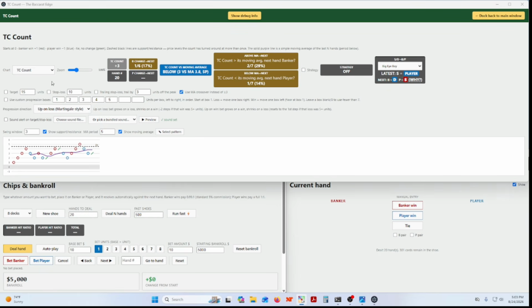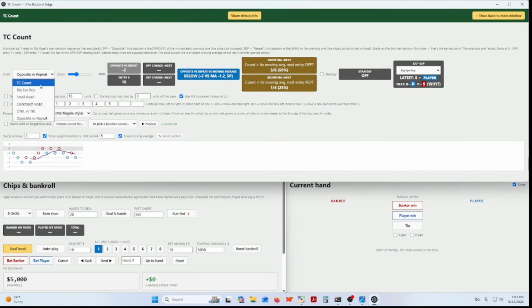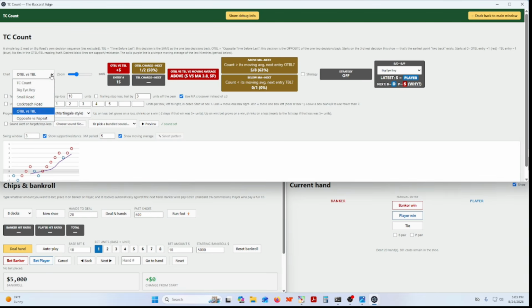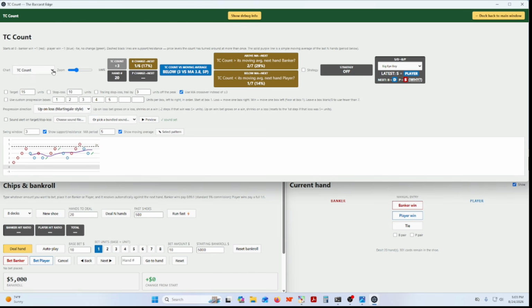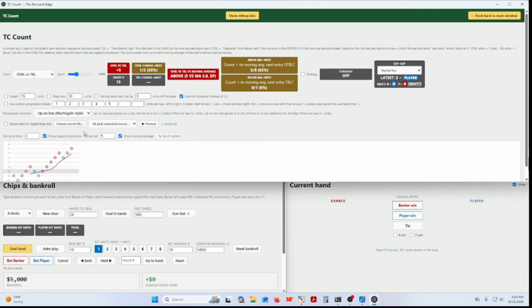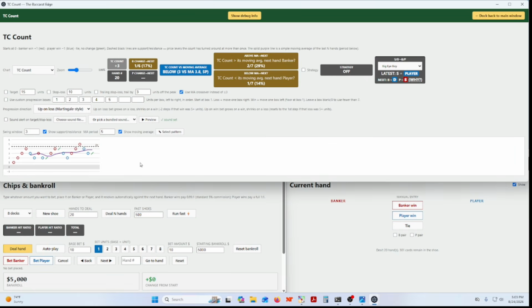A lot of information being digested here. So like I said, I can go to any chart and the stats will change, and notice the TC count changes. Right here, a banker player TC count is 3, but notice when I jump to opposite time before last, it jumps up to 5. Simple enough? Okay.